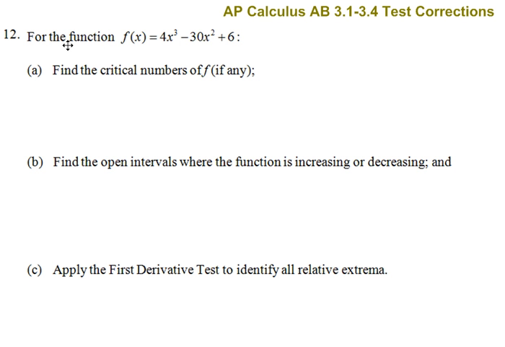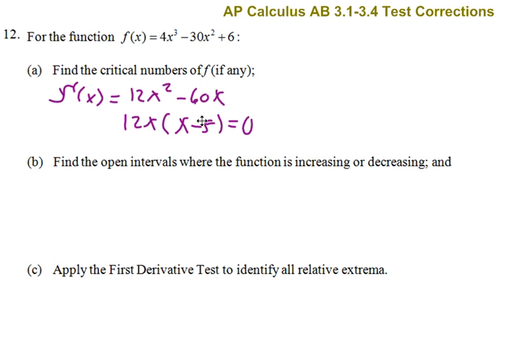Okay, so we have a function right here. Find the critical numbers. All right, so that means we find the derivative and then set it equal to 0 and solve. So let's find the derivative. Okay, so we get 12x squared minus 60x. Set this equal to 0. I'm going to go ahead and factor this right now since I have it right there. I'm going to take out 12x. So I get x minus 5 equals 0. Set this equal to 0. I get x equals 5. Set that equal to 0. I get x equals 0. So those are our two critical numbers.